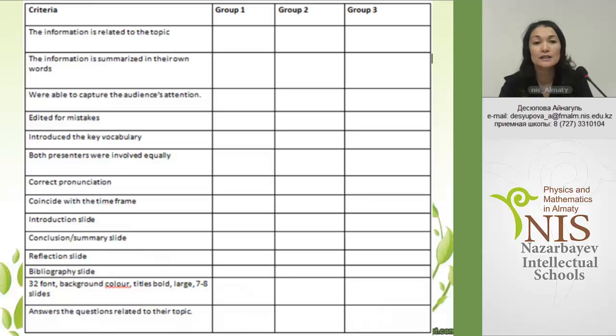Here you may see the list of criteria that they have to follow. The information is related to the topic, the information is summarized in their own words, they were able to capture the audience attention, edited for mistakes, etc.